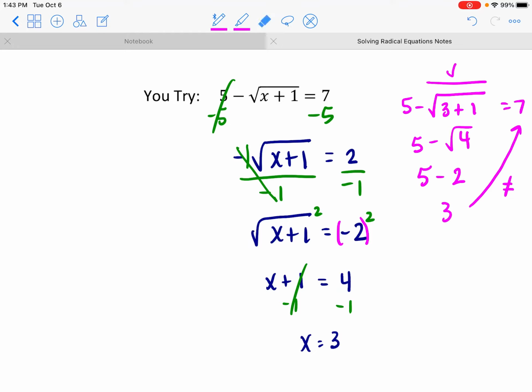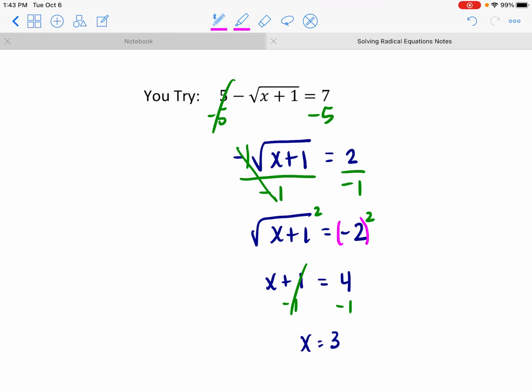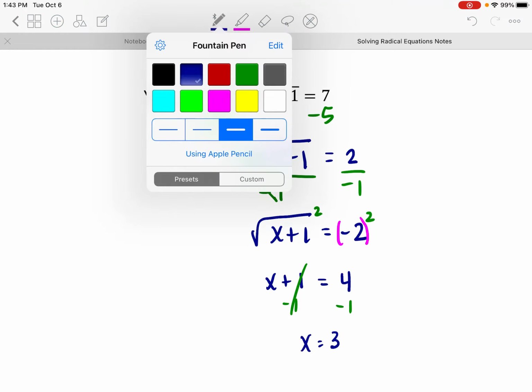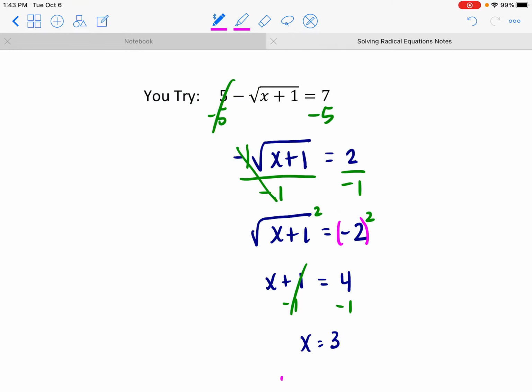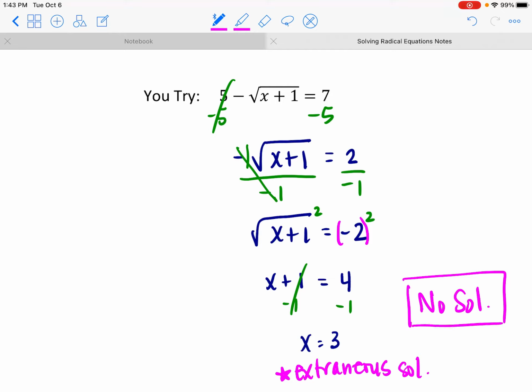When I plug this in, it doesn't work, and not because I made a mistake, but because there's an issue with the original equation. So this is an extraneous solution. So if the only solution we got doesn't work, that means there is no solution to this equation. Sometimes you're going to get two solutions, and one will work and one won't. Sometimes you get one solution that doesn't work, so you don't have a solution.